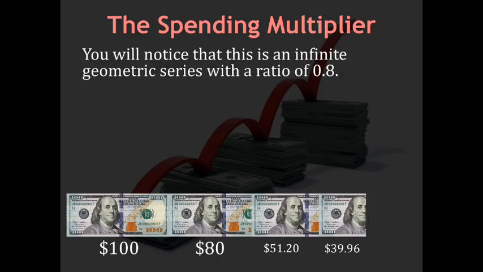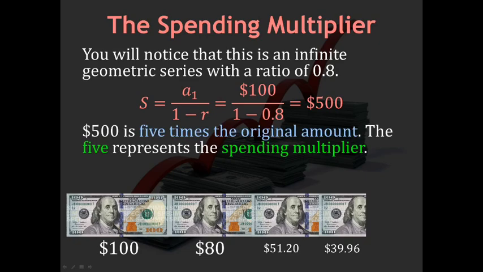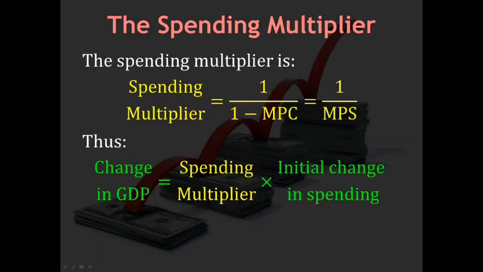So you will notice that this is similar to an infinite geometric series with a ratio of 0.8. Now, if you've taken math, you might remember the series. The sum of an infinite geometric series is the first term divided by 1 minus the ratio. So here the initial spending was $100. The ratio is 0.8, so it's 100 divided by 0.2, which is $500. Now you will notice $500 is 5 times the original amount of $100. This number 5 represents the spending multiplier. So the spending multiplier is equal to 1 over 1 minus the marginal propensity to consume, which is equal to 1 over the marginal propensity to save.